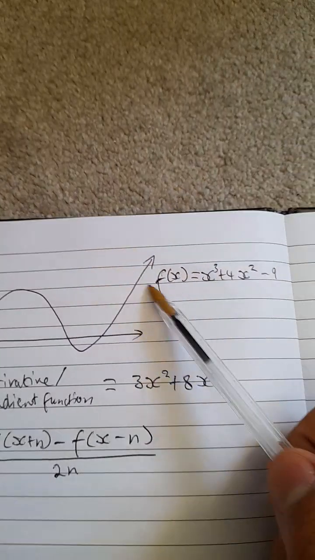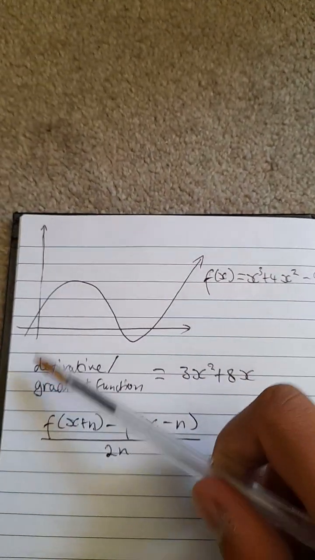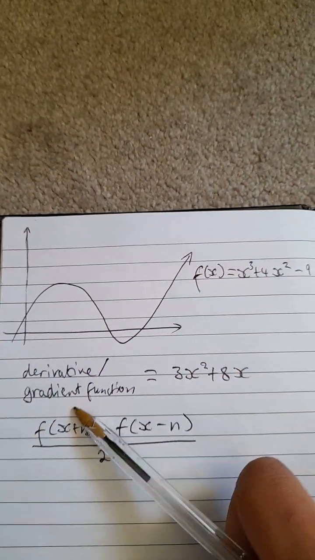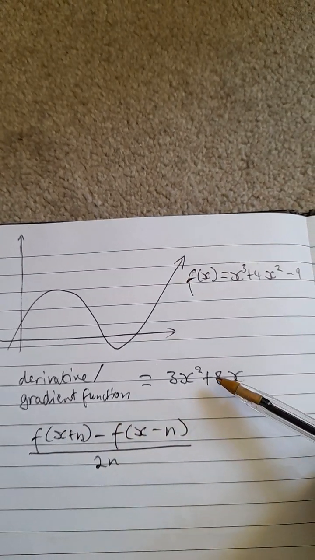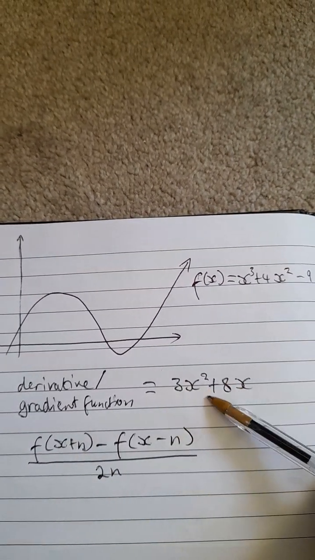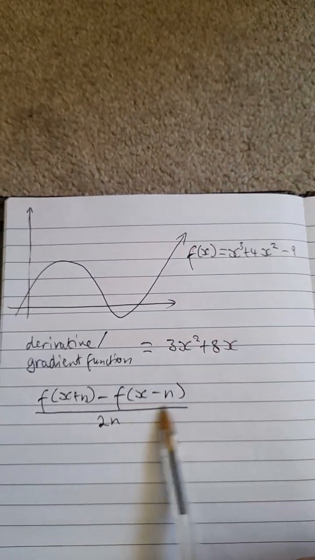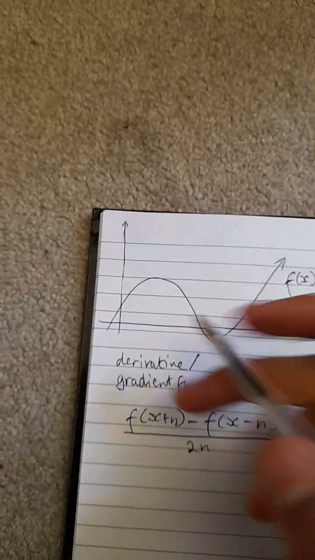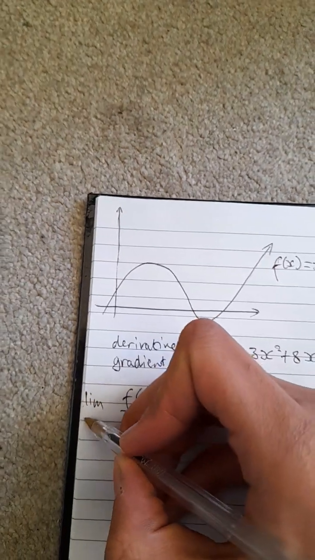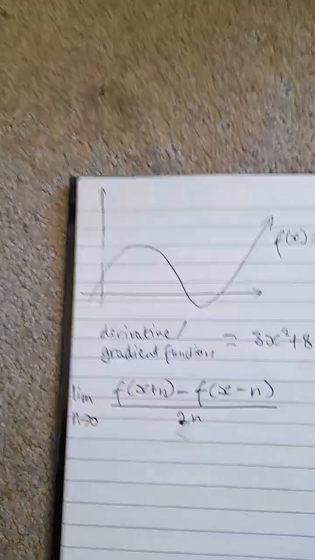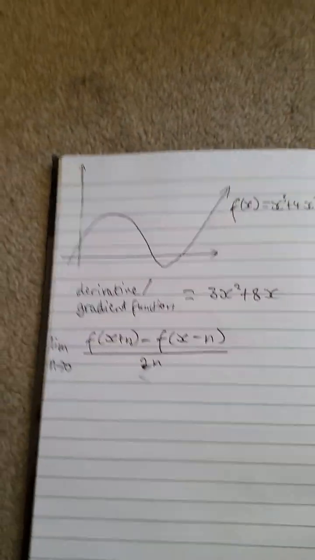Last lesson we went over how, if you have the function of any graph, you can find the derivative of it, or the gradient function of it, which is this. And you can do that by using the first principles of calculus. Limit as n approaches 0. Okay, so we spoke about that.